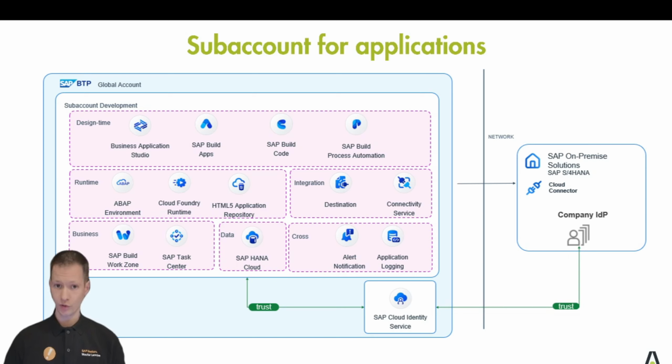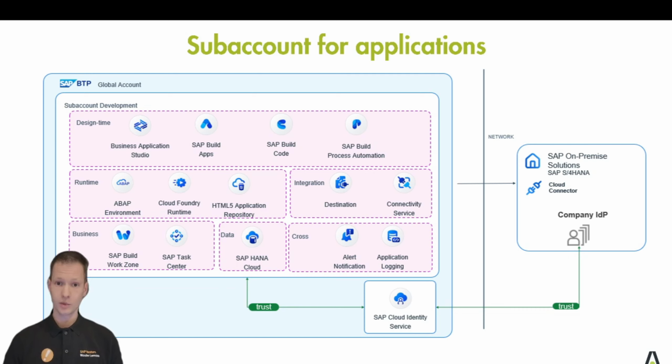We also have process automation. Process automation allows you to build workflows and automations in BTP. Now, those are development services, and you will only need them in your development subaccount. You will not have to activate them in test or production, because once you build your application in the development subaccount, you will transport it to test and production.